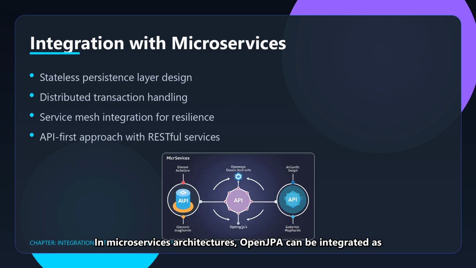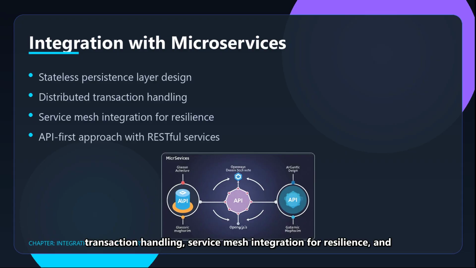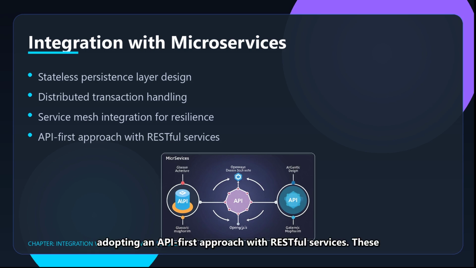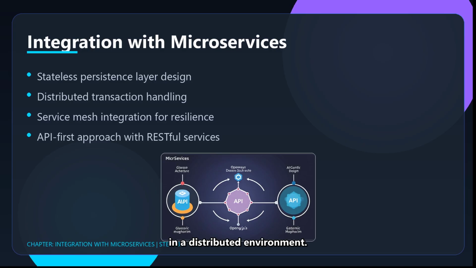In microservices architectures, OpenJPA can be integrated as a stateless persistence layer. Key considerations include distributed transaction handling, service mesh integration for resilience, and adopting an API-first approach with RESTful services. These practices ensure that your persistence layer scales effectively in a distributed environment.